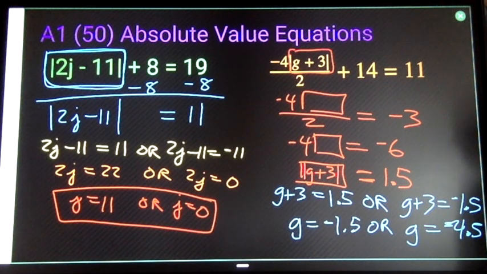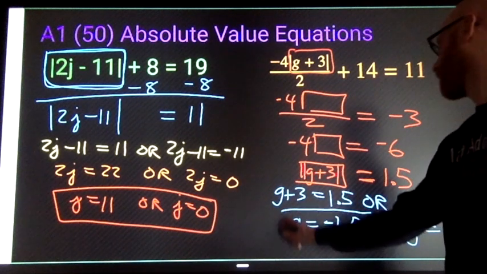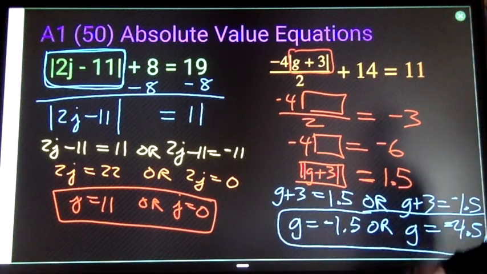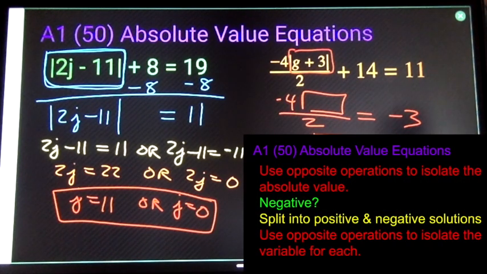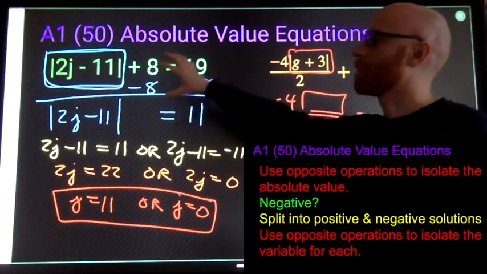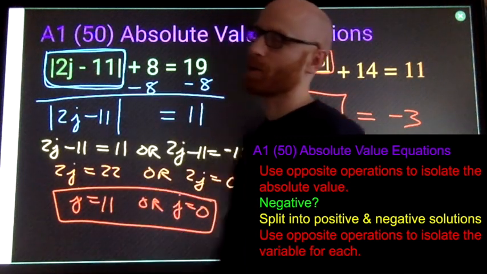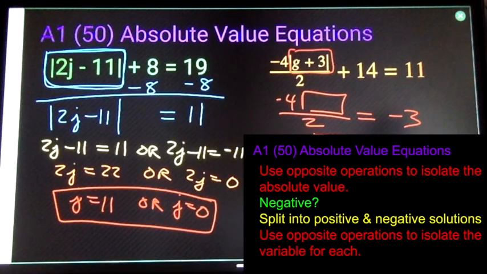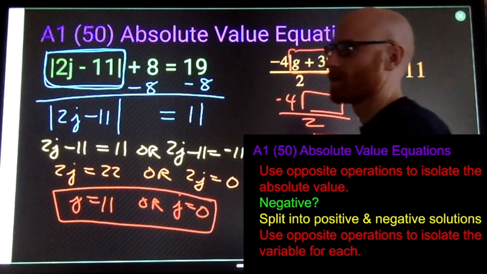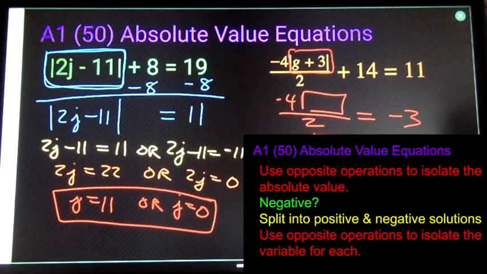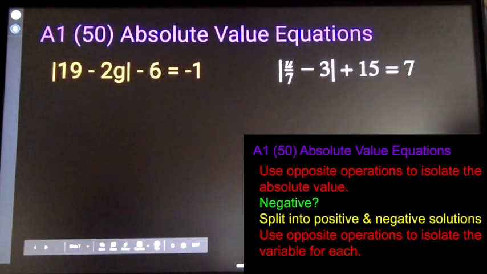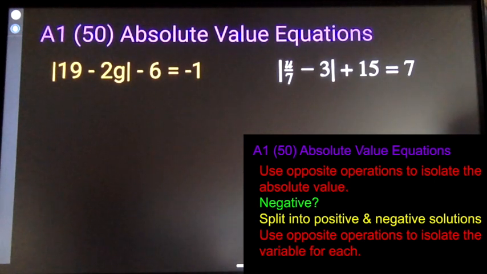Okay? So again, the steps: use opposite operations to isolate the absolute value. Split it. Use opposite operations to isolate the variables. See if you can do that with these. Hit pause. See if you can do it. Check yourself against me.